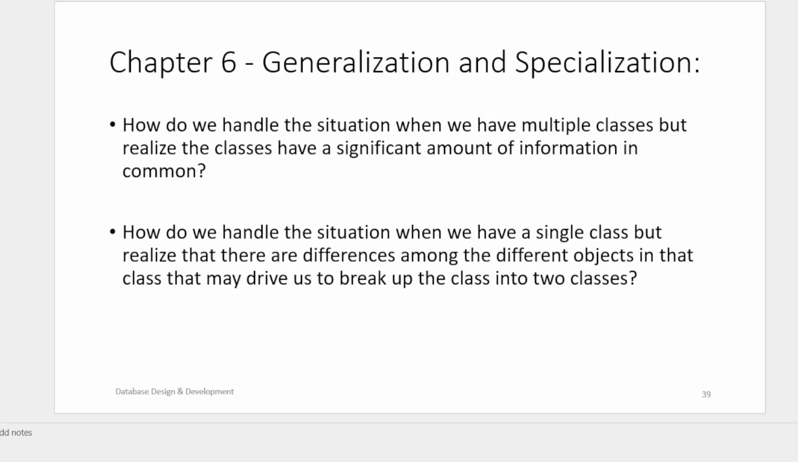One of the questions that comes up: how do we handle a situation where we have multiple classes, but realize these classes have a significant amount of information in common? And how do we handle a situation where we have a single class but realize there are differences among different objects in the class that may drive us to break up the class into two classes? All right, a lot of word salad here. Let's look at some pictures and make sense of it.